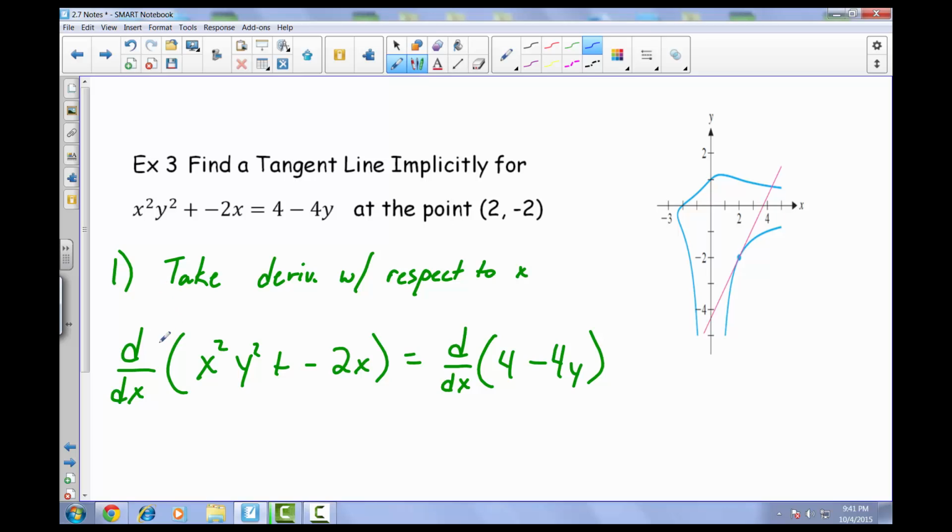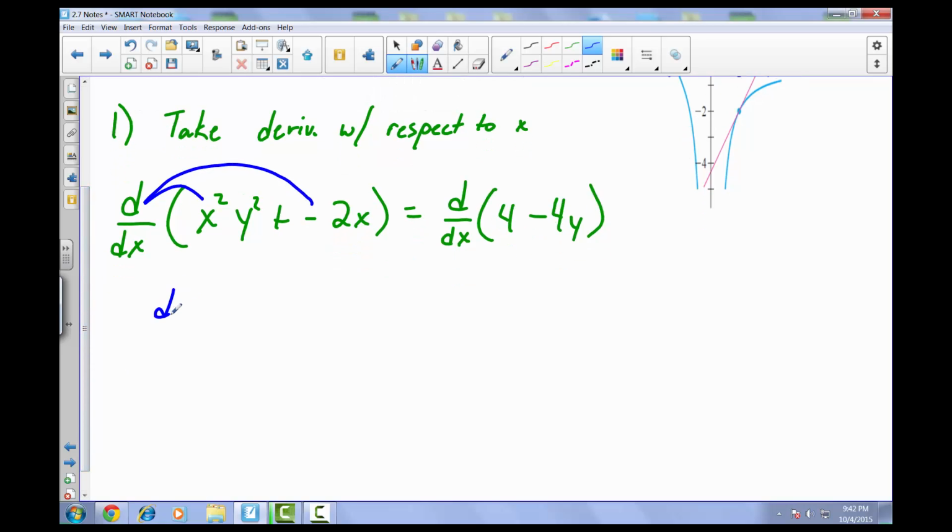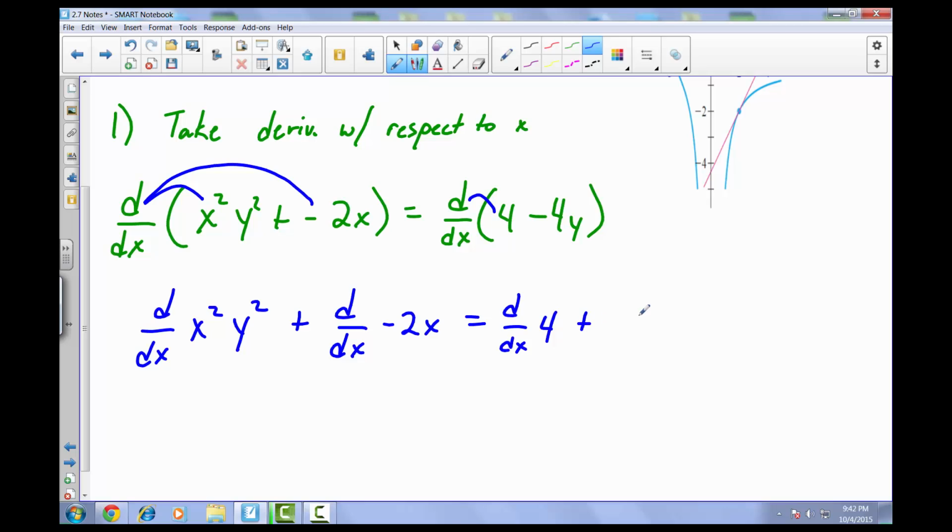Now going ahead and distributing our derivative to each item, we end up with taking the derivative with respect to x of x squared y squared plus the derivative with respect to x of negative 2x is equal to the derivative with respect to x of 4 plus the derivative with respect to x of negative 4y.